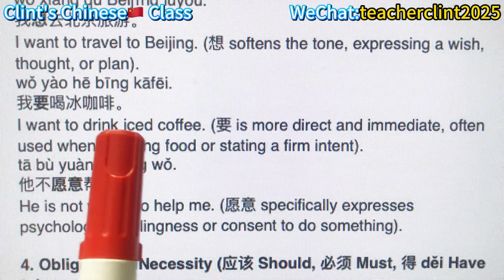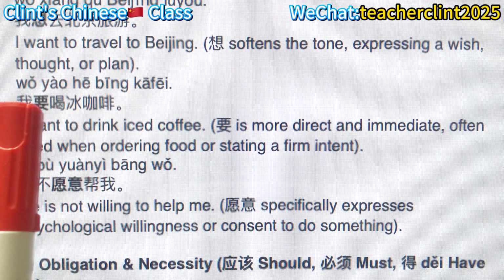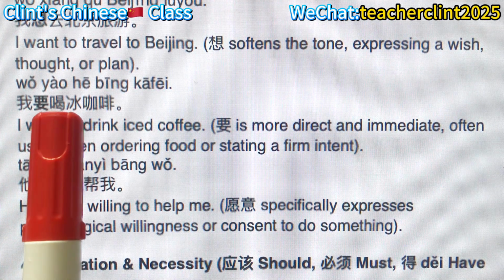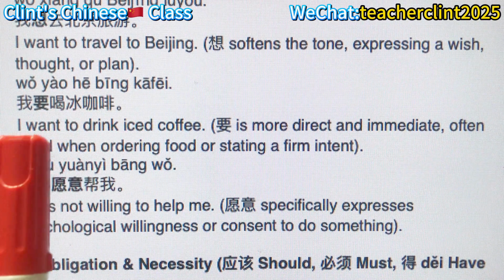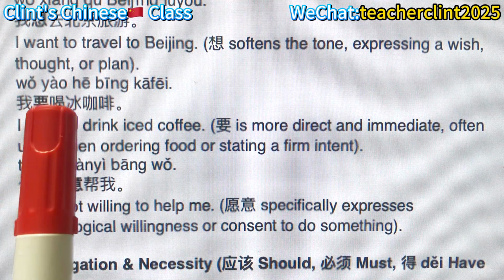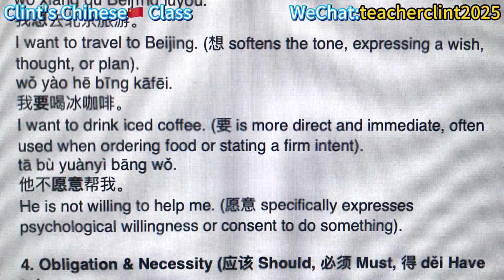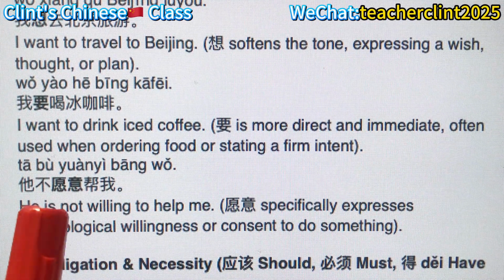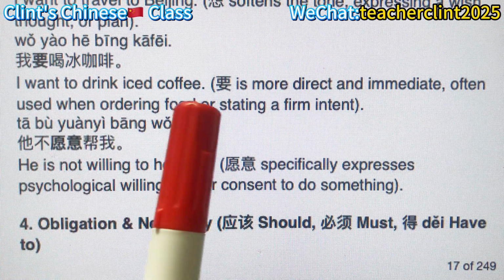And 要: I want to drink iced coffee. 我要喝冰咖啡。我 subject, 要 want to, and 喝 drink verb, 冰咖啡 the noun phrase, iced coffee. So here 要 is a more direct command, especially when you order coffee at the cafe, right? In a coffee shop, you can say 我要冰咖啡, or 我要喝冰咖啡, to show an order or a command.